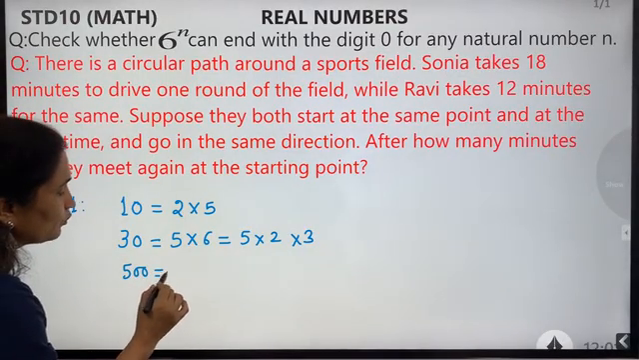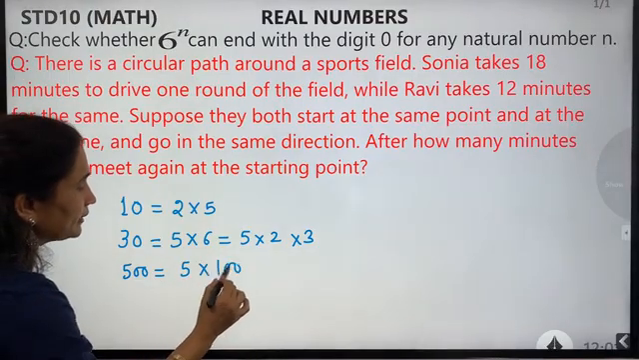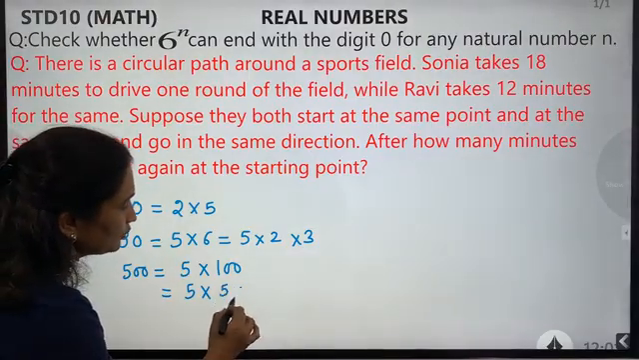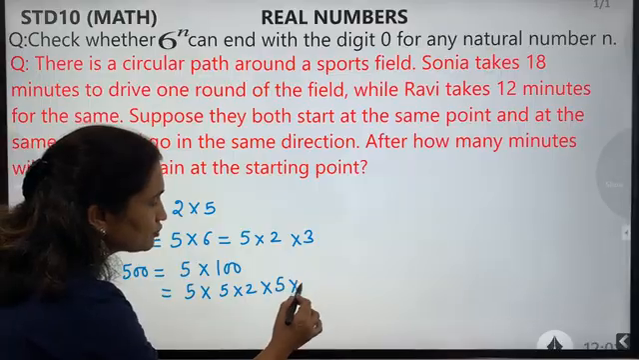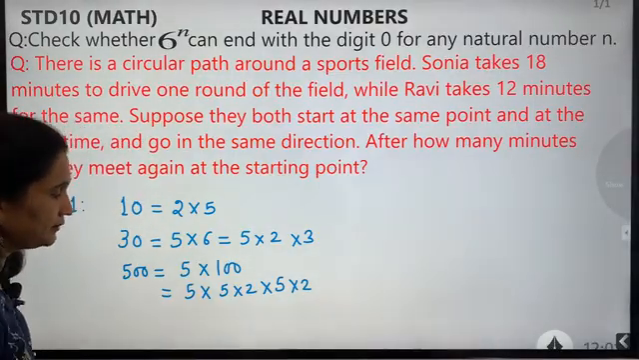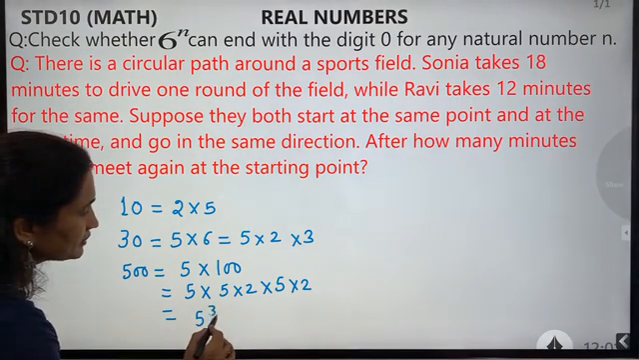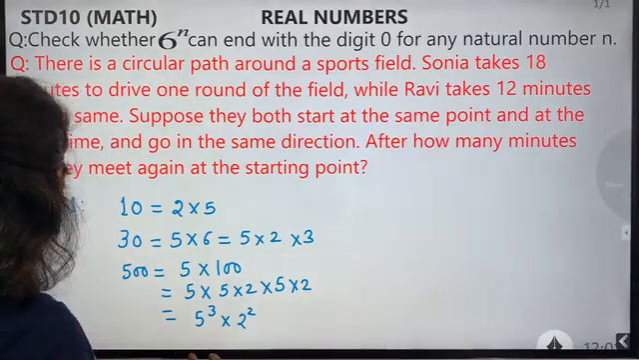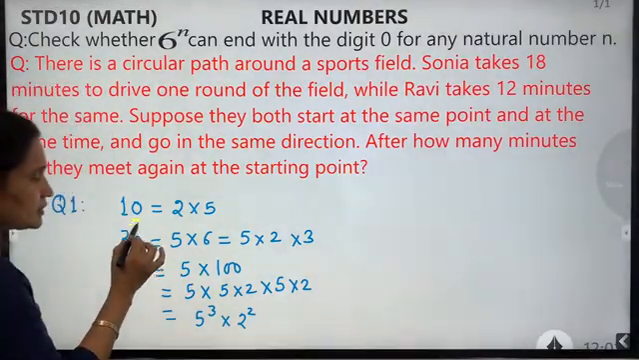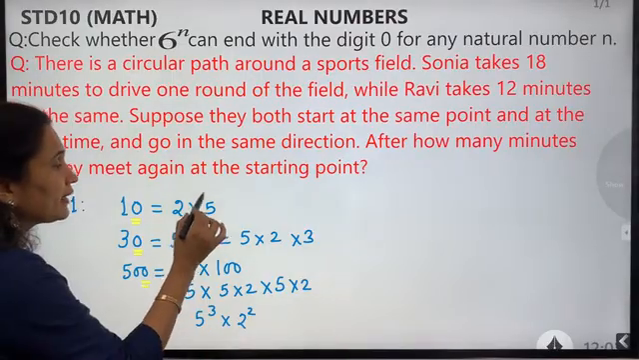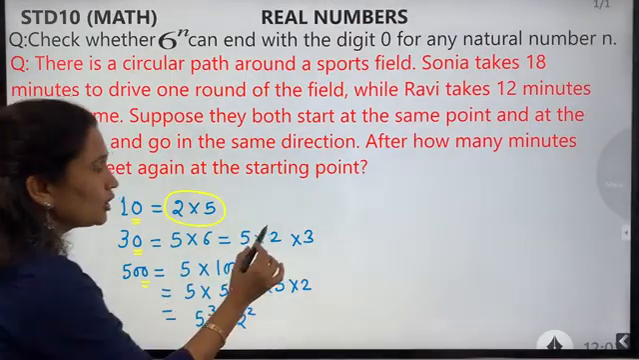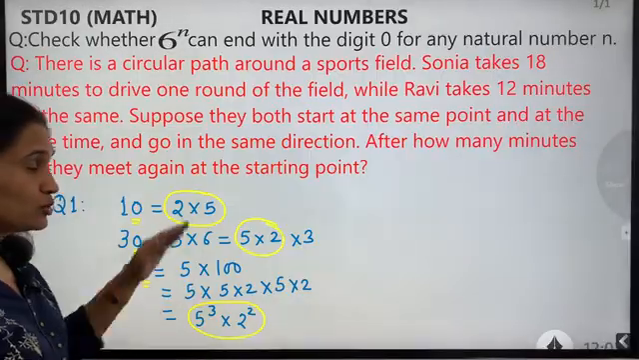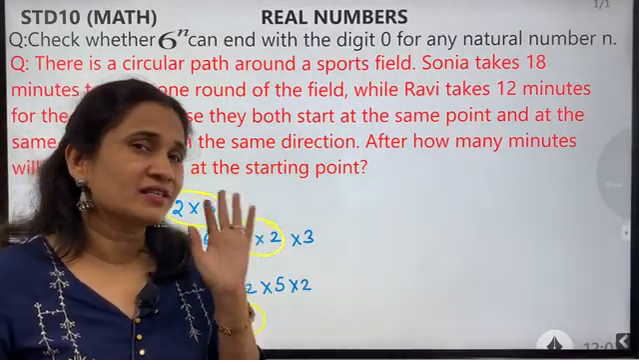If I choose one more number, say 500, what do I write it as? 5 into 100, and 100 can be furthermore written as 5 into 10 into 10, or 5 into 2 into 5 into 2. 5 2s are 10, 10 10s are 100. So I can write it as 5 to the power 3 and 2 to the power 2. Why am I doing this? To tell you that whenever there is a number whose last digit is 0, it has 2 and 5 as prime factors. Such numbers only will have their last digit as 0.